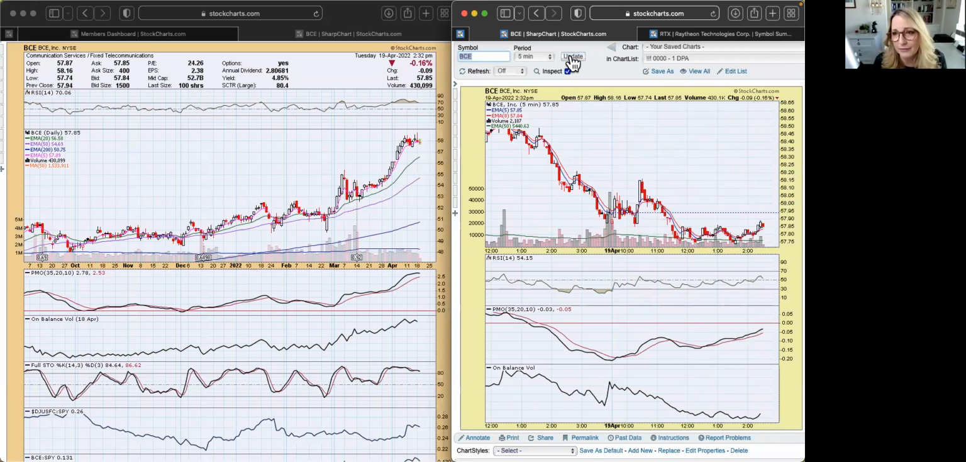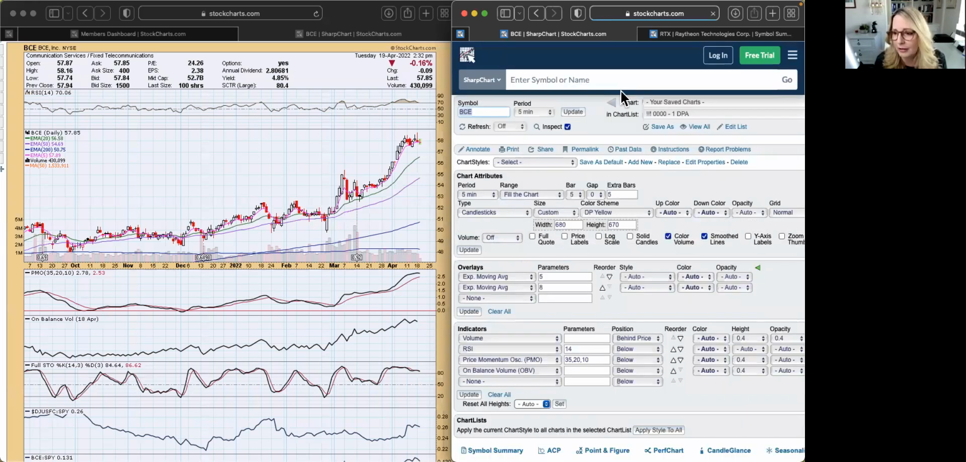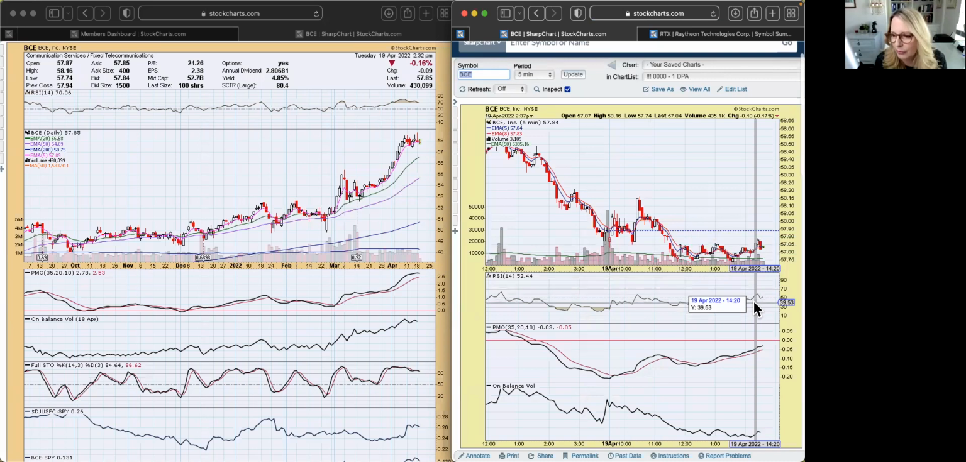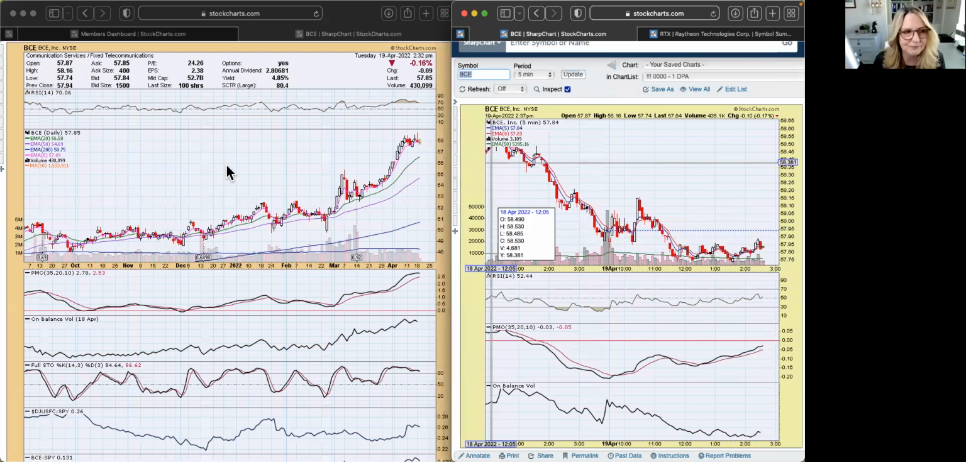Of course, I've been yakking all this time, so let's see what would have happened there. So we would have entered right about there, which would have gotten us in right in this space. Let's just say 57.81. And it's still a bit higher than that, but it is kind of pulling back. It's not damaging the PMO. The RSI just turned up above net neutral 50. I think this is going to be a pretty good buy point.